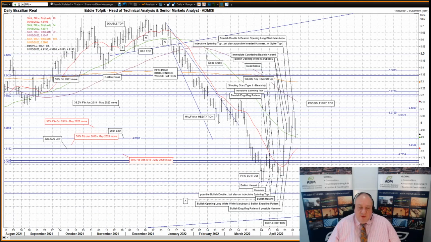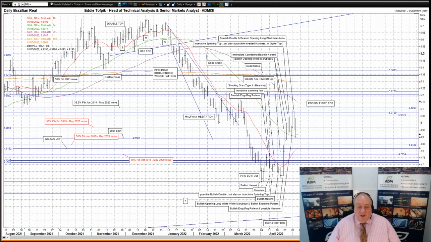US dollar against the Brazilian real. A second bearish black crow yesterday, and follow on lower to the previous session's combined bearish double and bearish opening black Marubozo, possibly making the start of this week into a pipe top. Seems the overhead resistance of the 38.2% Fibonacci on the June 2019 to May 2020 move at 510.87, as well as the sharply descending medium moving average, currently 515.47, may have capped recent bullish ambitions.